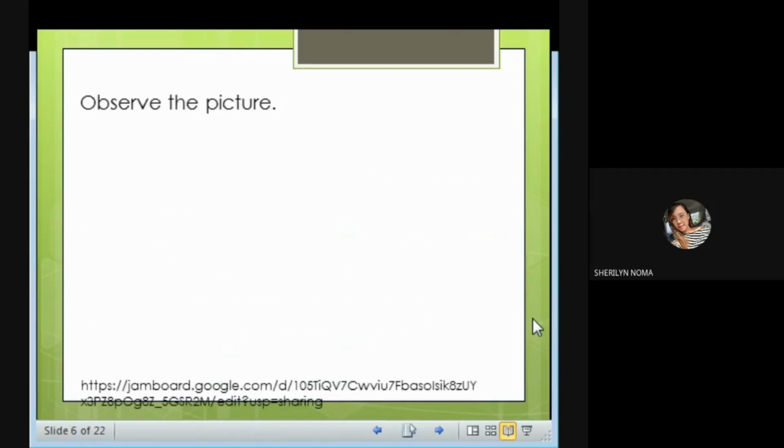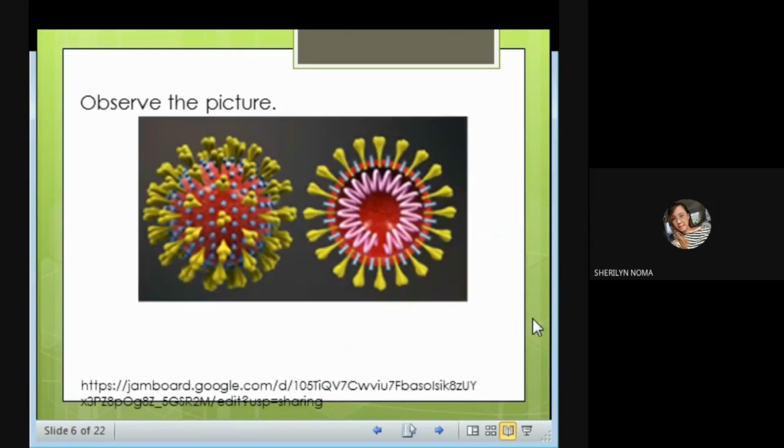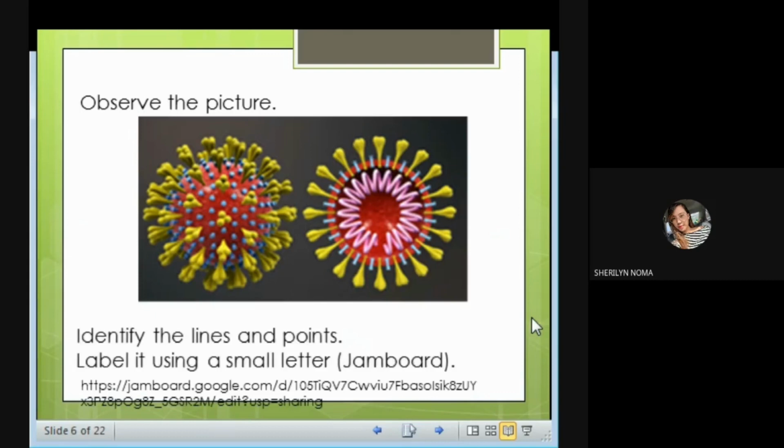Now, let us observe the picture. This is the figure of a virus or a bacteria. Now, let us identify the lines and points. Label it using a small letter, or you can encircle the lines and box the point using the Jamboard. Again, the link below is the Jamboard.